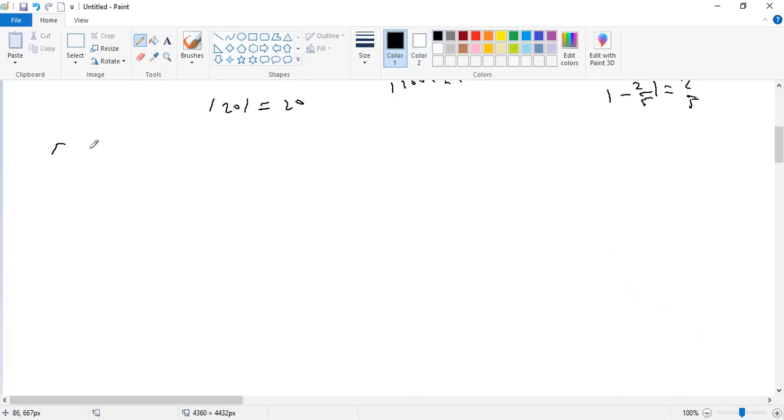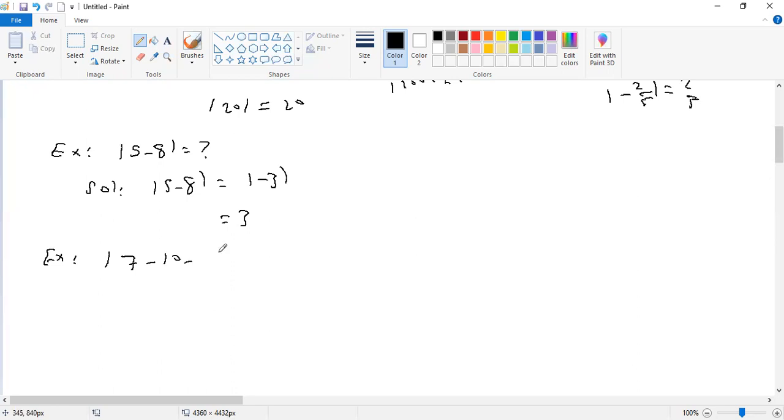Now, examples. If we are asked to evaluate, for example, the absolute value of 5 minus 8, the solution is 5 minus 8 equals -3, and the absolute value of -3 is 3. Another example: evaluate the absolute value of 7 minus 10 minus 6. 7 minus 10 is -3, minus 6 is -9. So I have -9 here, and the absolute value of -9 is 9.